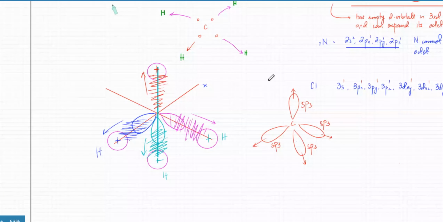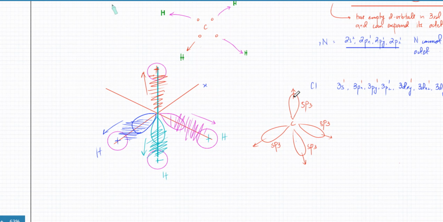Before that, they were all different, right? You had 2s, 2px, 2py, 2pz. But once the bonding started happening, the electrons got pulled in 4 different directions, and the orbitals now look completely different. So you give them a new name. That's Sp3 hybrid orbital. Is that clear?